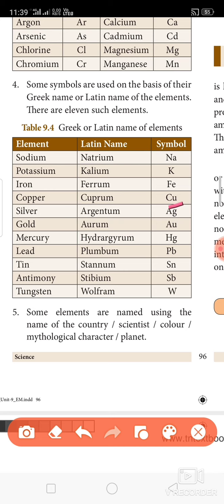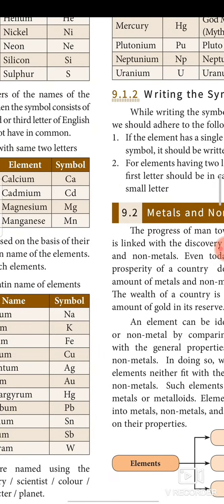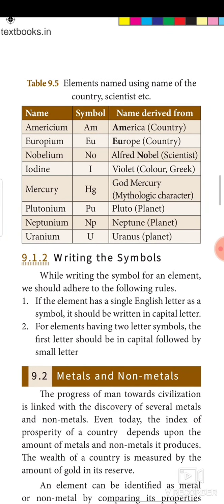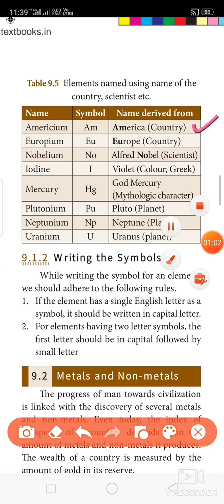In the fifth step, we come to know some elements are named using the name of a country, scientist, color, mythological character, planet, etc. So these are all examples for them. See, Americium, Am, named after the country America. Europium, Eu, named after Europe. Nobelium, No, is named after the scientist Alfred Nobel.